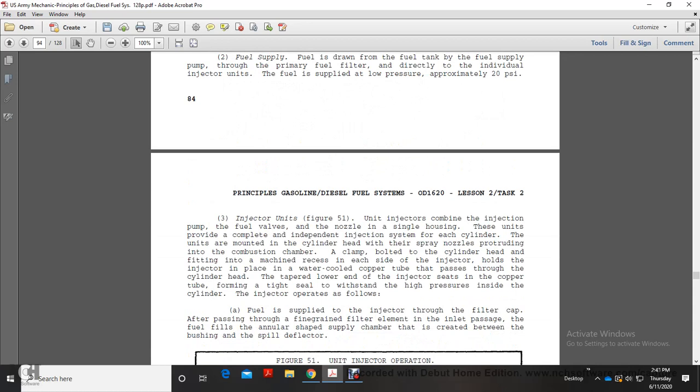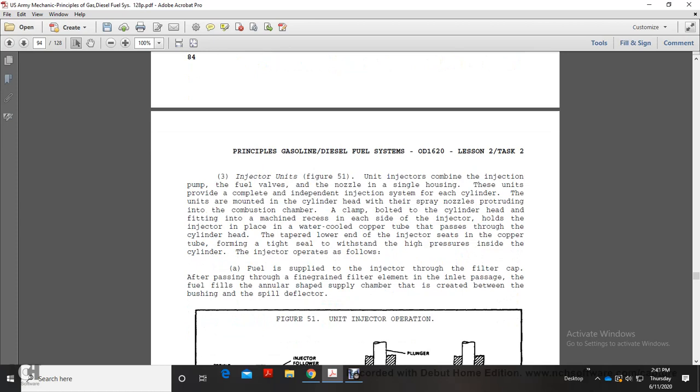Injector units, figure 51. Unit injectors combine the injection pump, the fuel valve, and the nozzle in a single housing. These units provide a complete independent injection system for each cylinder. The units are mounted in the cylinder head, with the spray nozzle protruding into the combustion chamber.